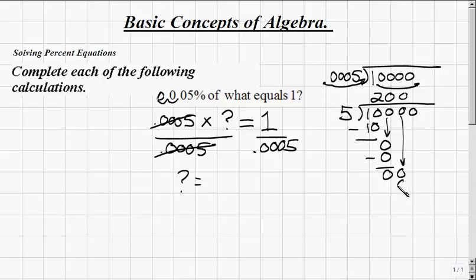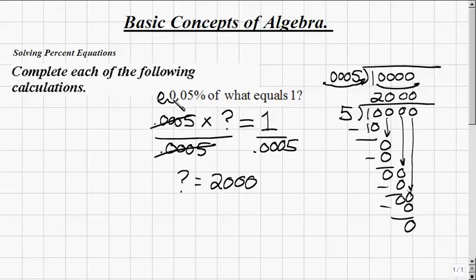0 times 5 is 0. Subtract, get 0. And bring down a remaining 0. 5 multiplied by a remaining 0 would become 0 as well. And subtract to get 0. That means that 5 divides into 10,000 2,000 times. So that means our answer would be 2,000.